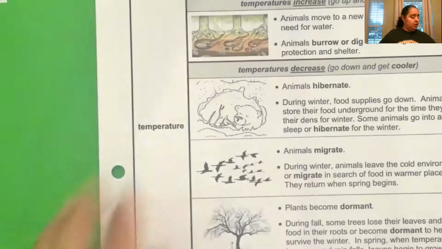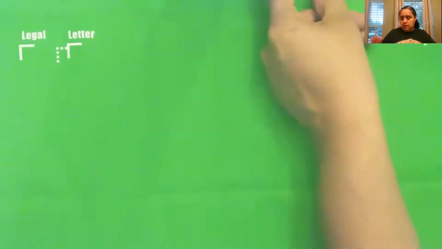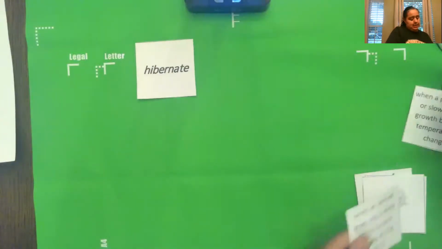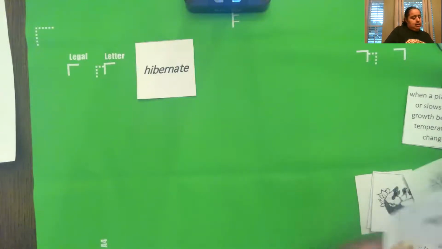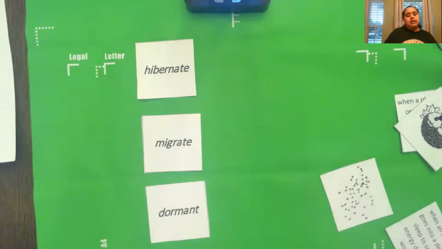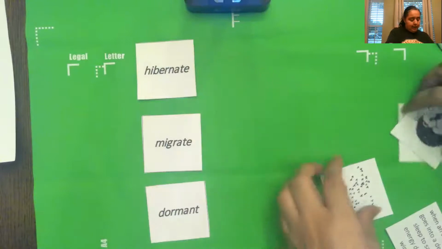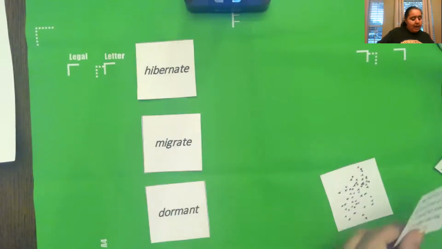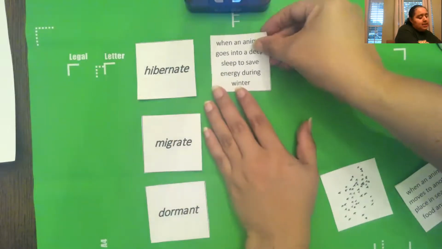So now that we have learned about temperature and precipitation in our lesson for today, I have three new words that we learned today. Hibernate, migrate, and dormant. These are three things that happen whenever the temperature decreases, it goes down and it gets cooler. This happens to animals or plants. So animals that hibernate means, dun, dun, dun. Yes, animals that hibernate is when an animal goes into a deep sleep to save energy during the winter.